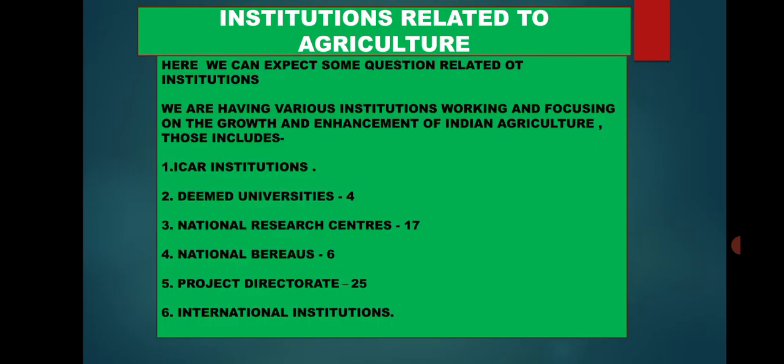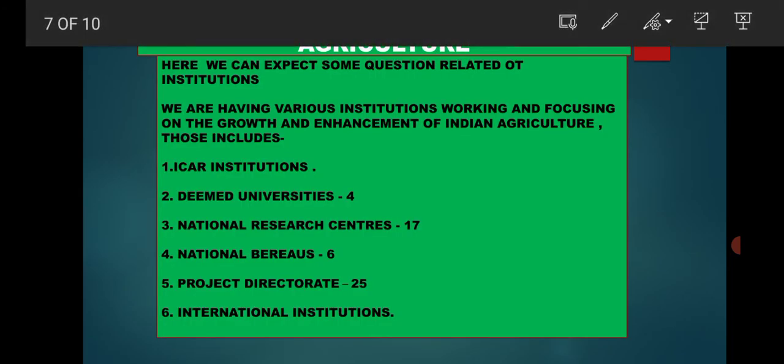Next is institutions related to agriculture. This is also very important guys. Some institution-based questions we usually see in each and every exam, so we can expect some questions based on this. So how will we remember these things? Some ICAR institutions are there, some deemed institutions are there. You should remember this number also. National research institutes are there, national bureaus are there. How many? There are 6 in number. Project directorates are there, international institutions also are there. So you need to remember these things also.